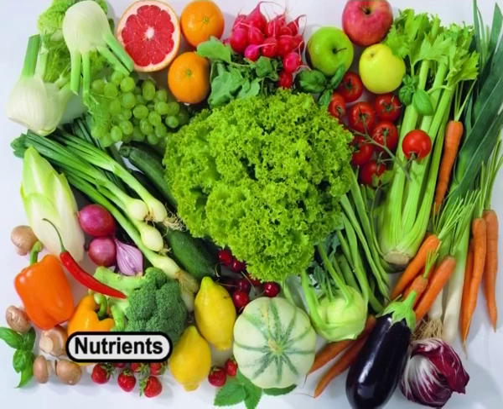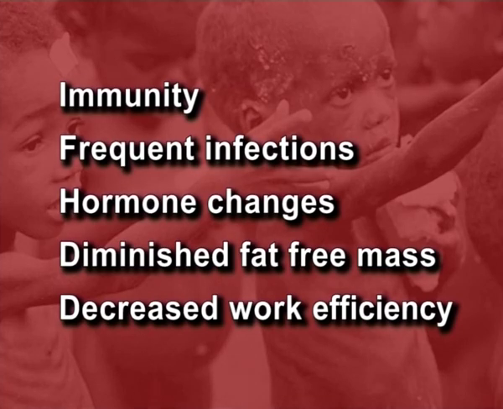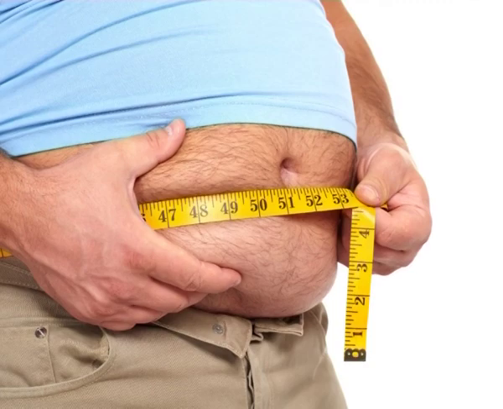Undernutrition is a state of nutrient deficiency due to insufficient food intake. It usually affects the balance of all the nutrients in the body. Poor diets, when combined with poor health, can lead to serious health and nutritional problems such as decreased immunity, frequent infections, hormonal changes, diminished fat-free mass, decreased work efficiency, poor growth in children, increased expenses for medical care and overall decreased quality of life. Now let us see what overnutrition means.